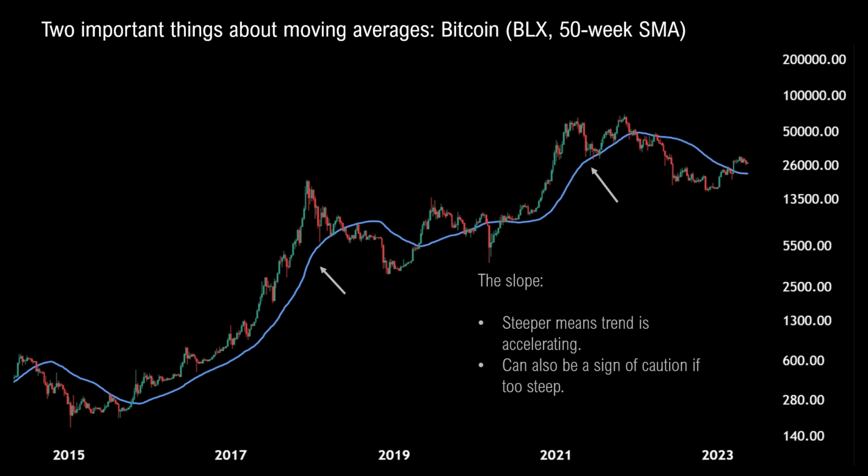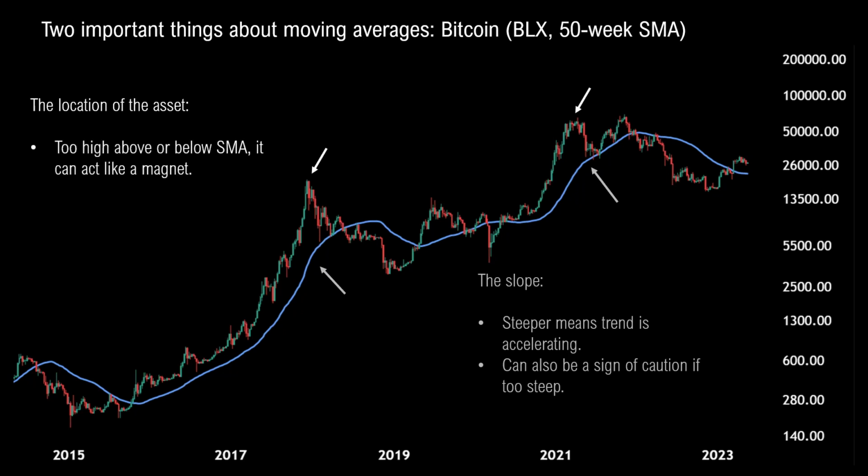Now, the next important thing to understand about moving averages is the location of the asset relative to the moving average. Put simply, it's better to buy when the price is closer to a moving average than if it is trading very high above it. That's because moving averages tend to act like a magnet for the price. Eventually, they always catch up to it. You'll also want to consider whether the price is above or below a moving average. In other words, ask yourself if the moving average is acting as price support or price resistance.